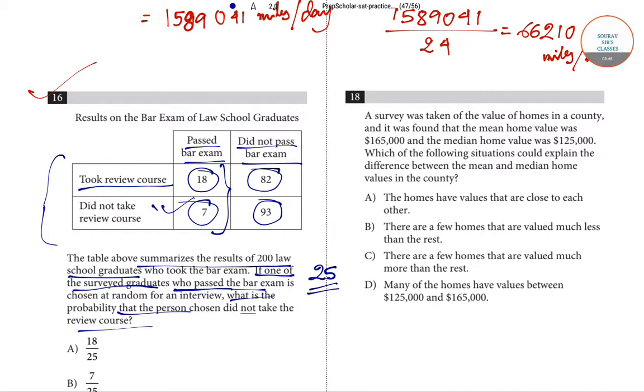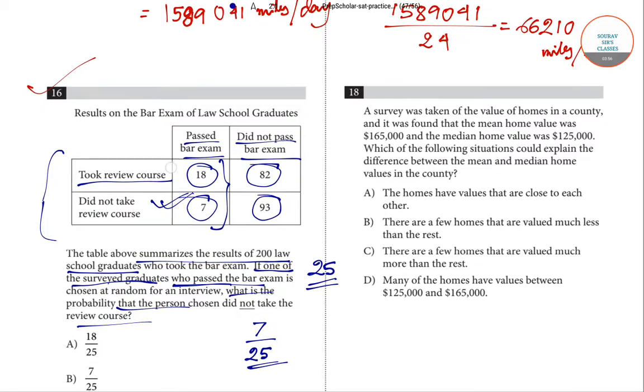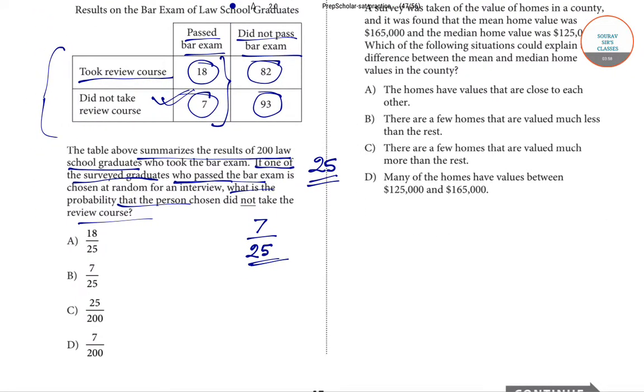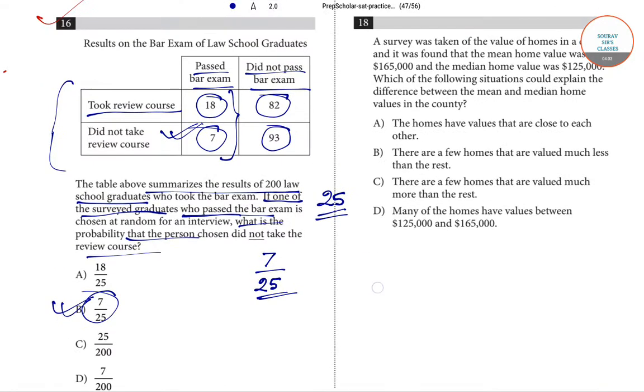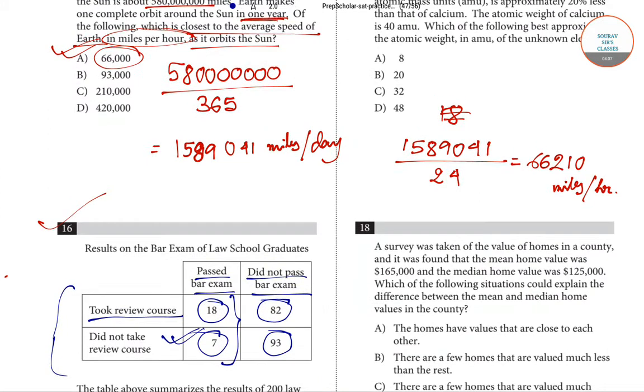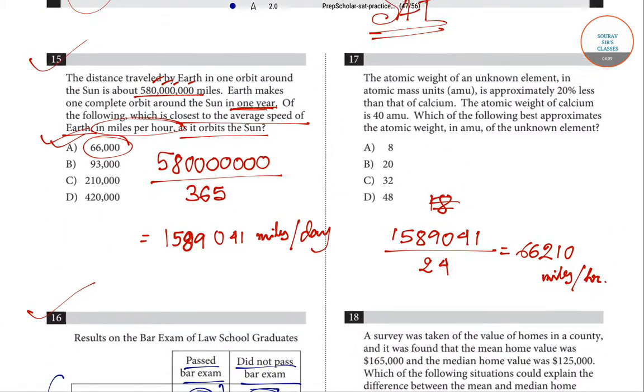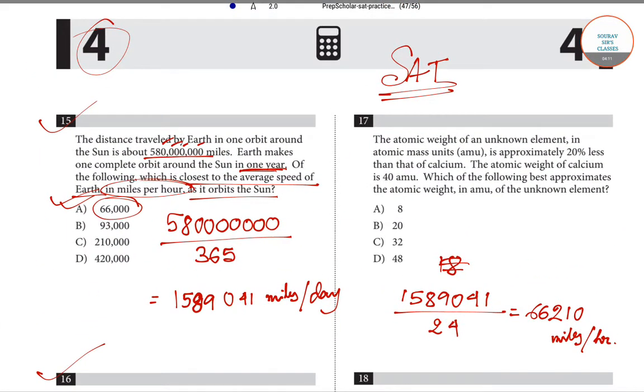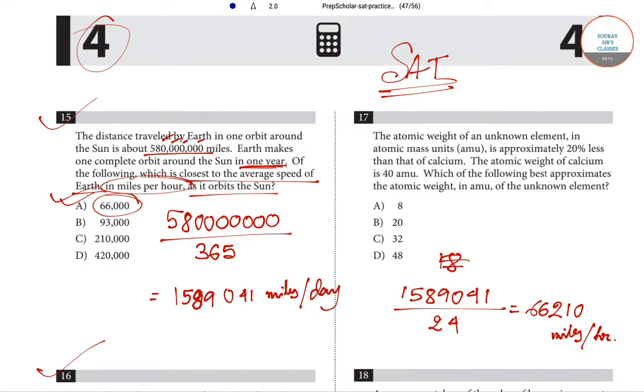So 7 out of the 25 haven't chosen to take the review course. So the probability will be 7 by 25. Now looking at the options, option B is 7 by 25. Hence option B is correct for question number 16. So here we have solved question number 15 and question number 16. In the next video we will be solving question number 17 and 18 from this paper.